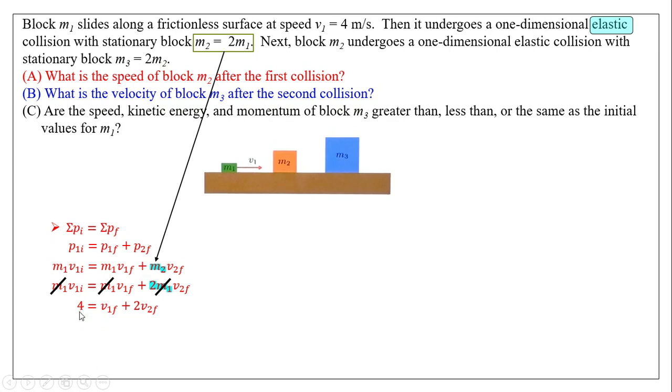V1I is given as 4 in the problem. Hopefully you paused the video and read it. V1F, I don't know what that is. And then here, only the M1 cancels out in this term. The 2 in front stays, and then V2F stays. So therefore, I have 4 equals V1F plus 2 V2F. But you notice here, this has two unknowns. So right away, just with experience, I'm going to isolate V1F because this term is already by itself. So why not, okay? To get V1F by itself, I'm going to subtract 2 V2F from both sides. Hence, I move this to the left side, so that positive 2 V2F becomes negative. So here I have 4 minus 2 V2F equals V1F.